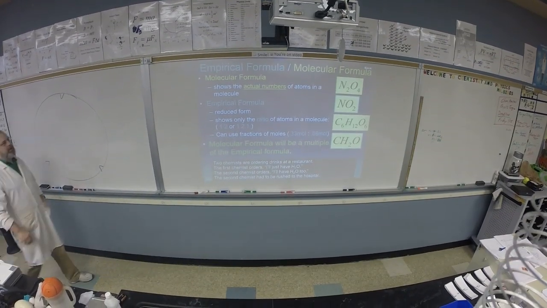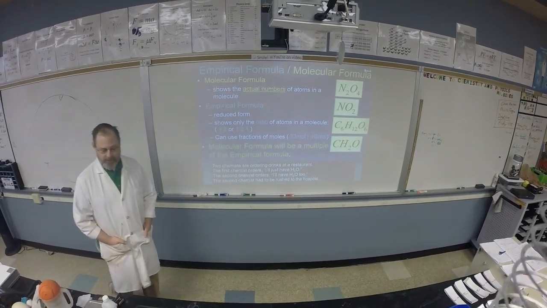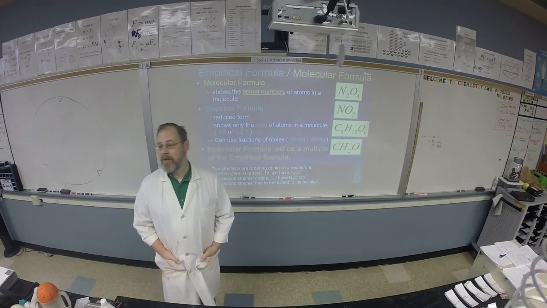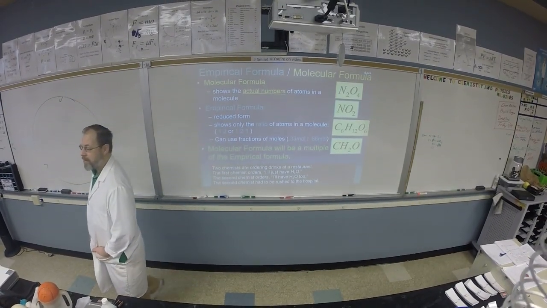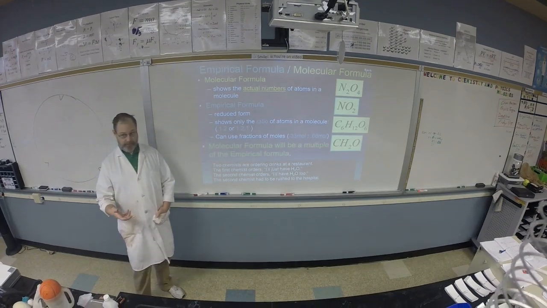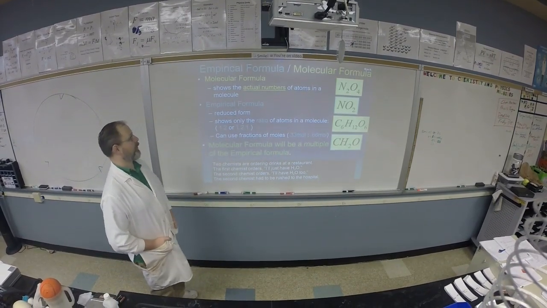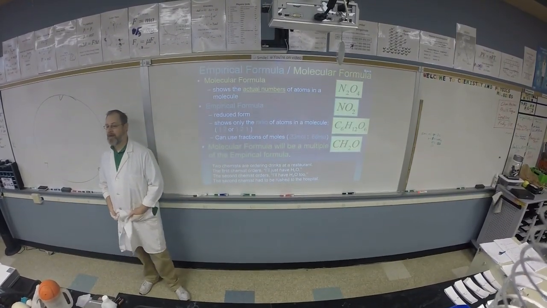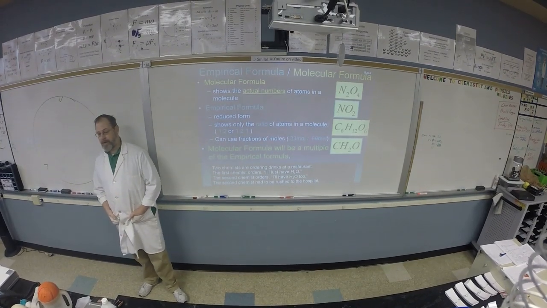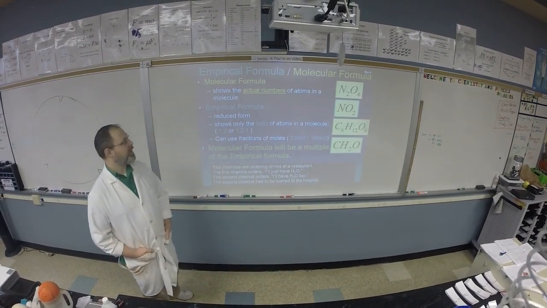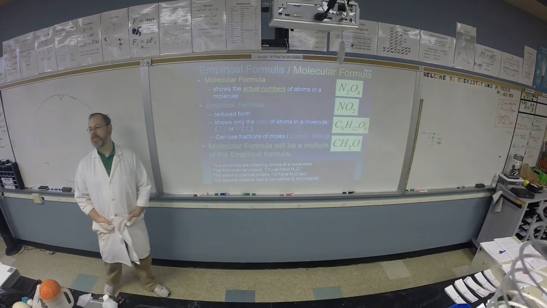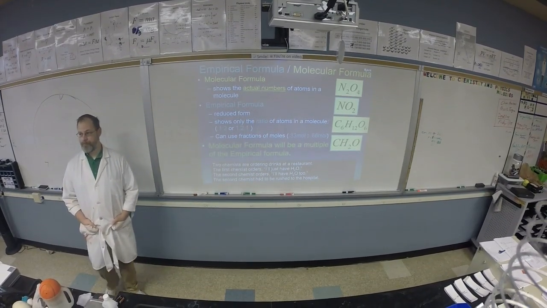Okay, so the word empirical literally means from data. And when you're doing experiments, the empirical formula is what the data is going to give to you. The molecular formula is the actual number of atoms in a compound. Now, they're different because the empirical formula is always going to give you the reduced form.